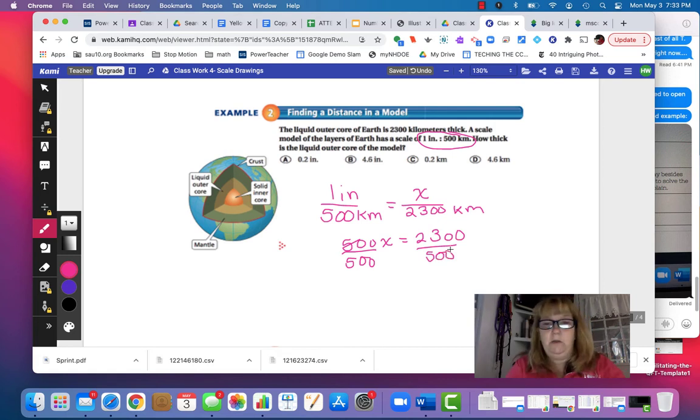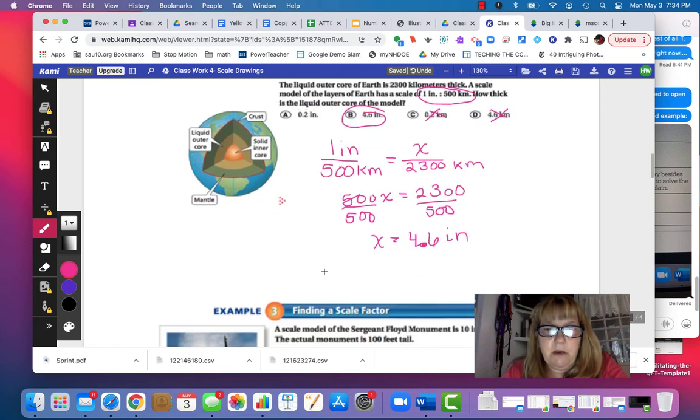I'm going to, again, use my calculator. So 2,300 divided by 500 is 4.6. So x is equal to 4 and 6/10. Now we can go back and refer to the original proportion to discover what the units are. The units would be inches. So it's 4 and 6/10 inches, which is B. And really, we know it can't be these two because those are kilometers, and we're looking for what the model is, and model is not kilometers.